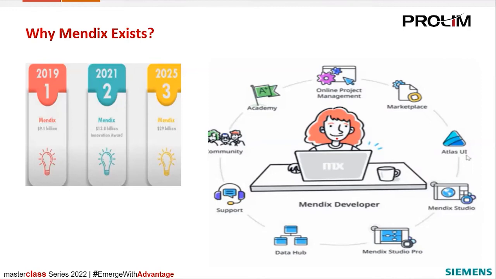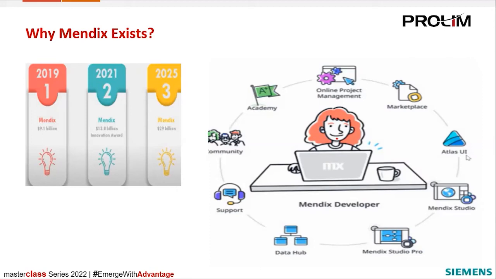Atlas UI is something like UI interfaces. It will provide beautiful interfaces which make your applications more attractive and innovative, with all the built-in features present inside. That is what Atlas UI is. And Studio Pro is where you create the Mendix applications. It is modular, and in Studio Pro we can create a list of applications at any time, together with other developers.